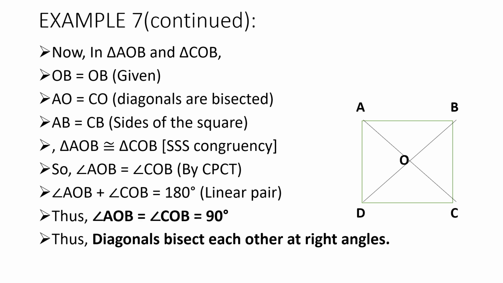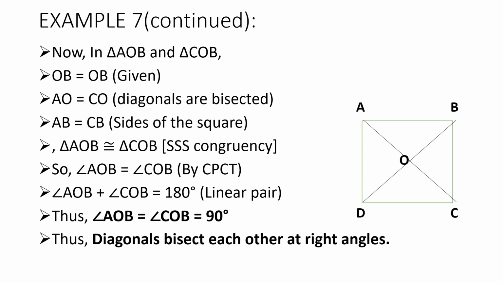Third thing we need to show is that diagonals bisect each other at right angles. So we have to now show that angle AOB is equal to angle COB and both are 90 degrees. So now consider triangles AOB and COB. In that, OB is equal to OB, same side. AO is equal to CO, diagonals are bisected, just now we have shown. AB is equal to CB, the sides of the square are equal. So by SSS congruency, AOB and COB are congruent. So by CPCT, both the angles AOB and COB will be equal.